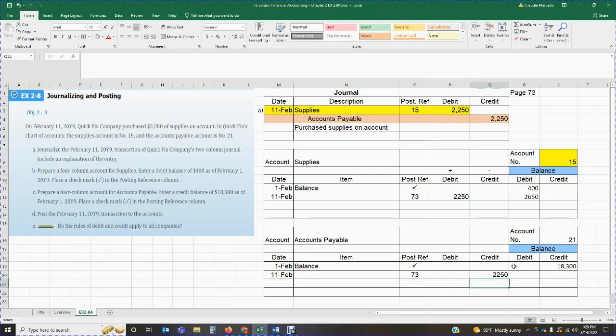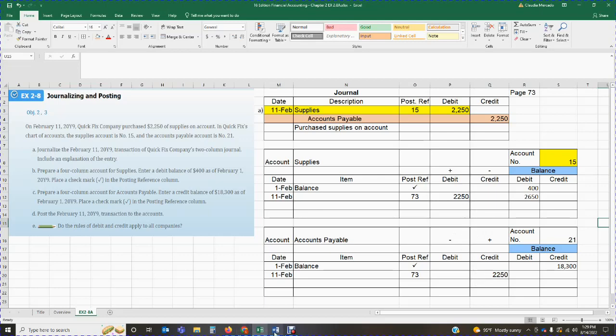Now we need to calculate the ending balance. You need to know the normal balance of your account. Accounts payable is a liability account. A credit increases it. A debit decreases it. This is where you need to look at that diagram that I had previously shown you. So accounts payable is a liability, a credit increases, a debit decreases, which is the opposite of supplies. This is an asset, this is a liability.